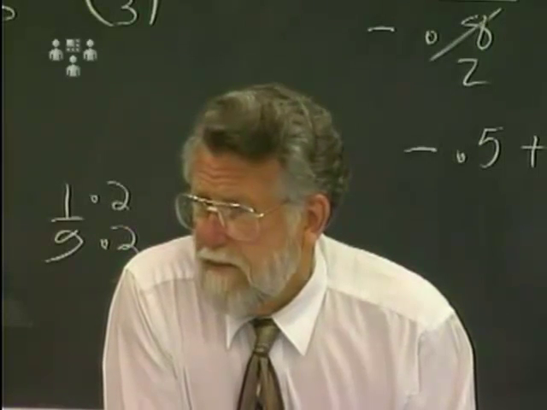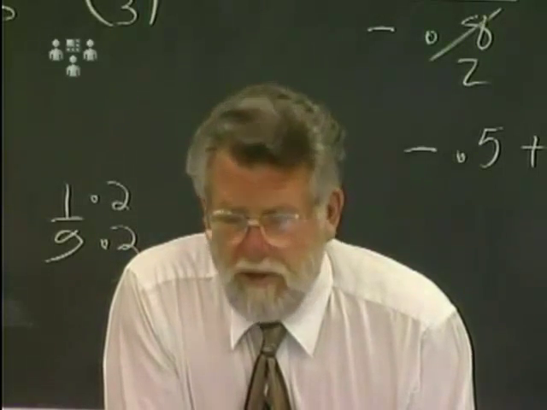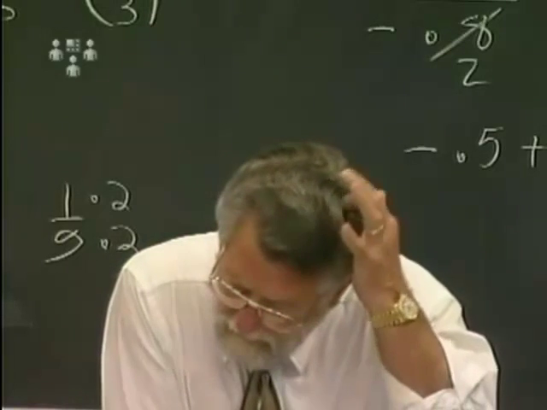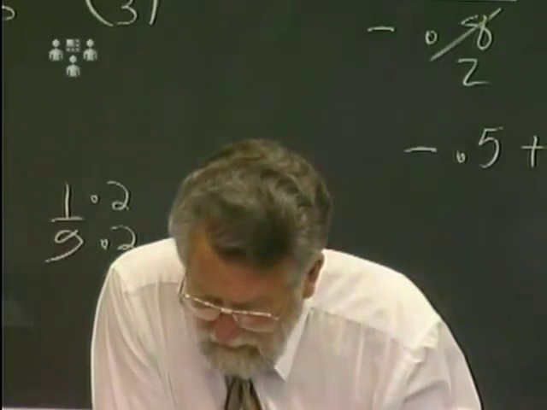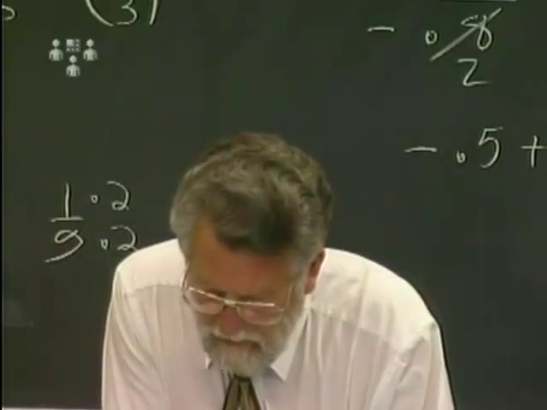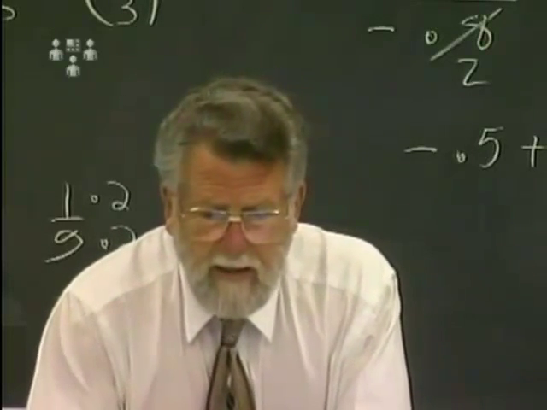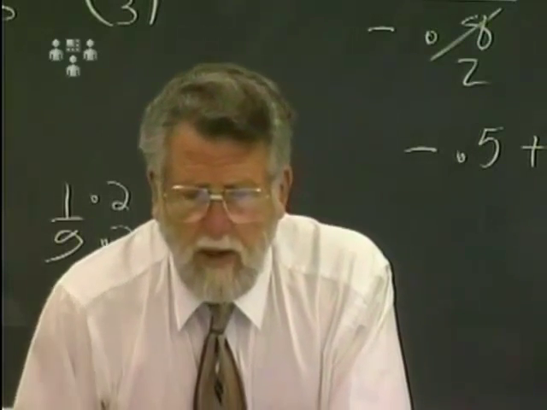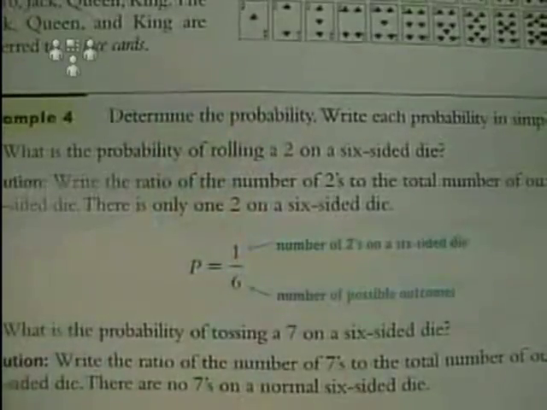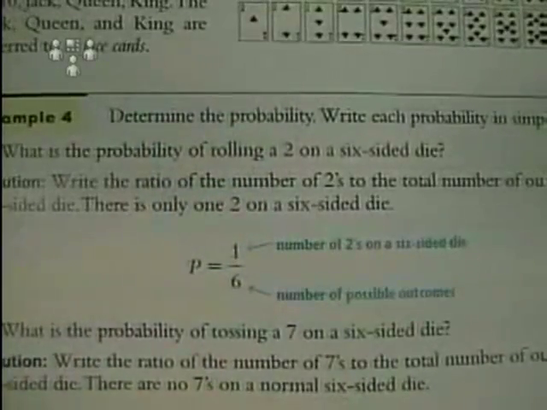That's beginning probability. And it gets a little more complicated as you change the way the game is played. So the probability of rolling a 2 on a 6-sided die, I did a 3, but here's the same argument in your book, and it comes out 1/6.